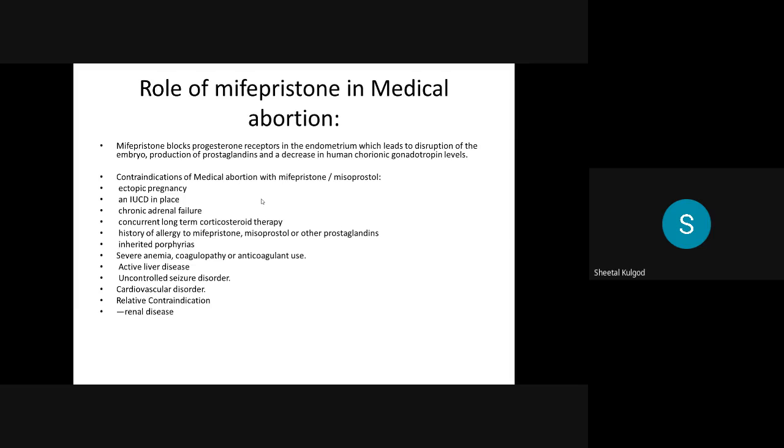What are the contraindications of medical abortion with mifepristone and misoprostol? This is a very important list. Remember, ectopic pregnancy. An IUCD in place associated with unwanted pregnancy is a contraindication for medical abortion. We need to go for a surgical method in such cases.